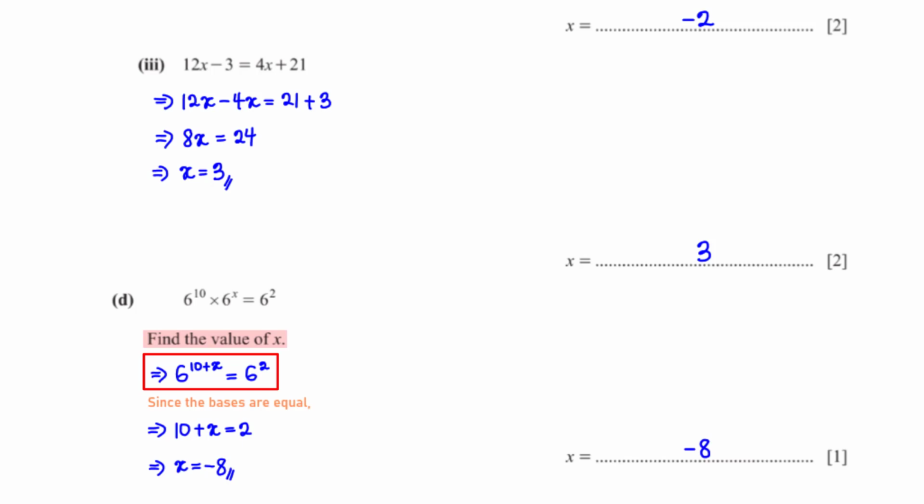Since the bases are equal on both sides, then their powers must also be equal. So we have 10 plus x equals 2. When we subtract 10 from both sides, we get x equals negative 8.